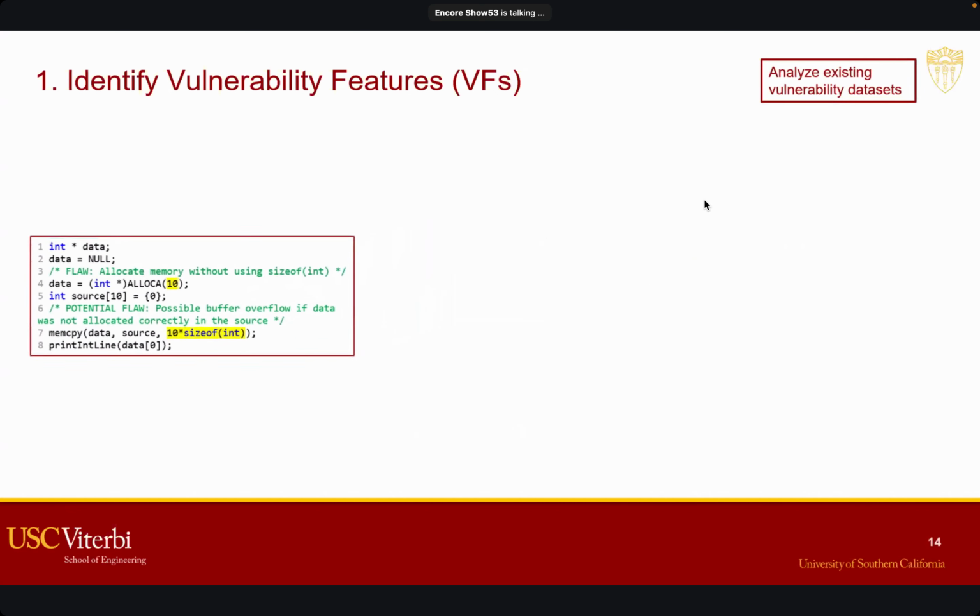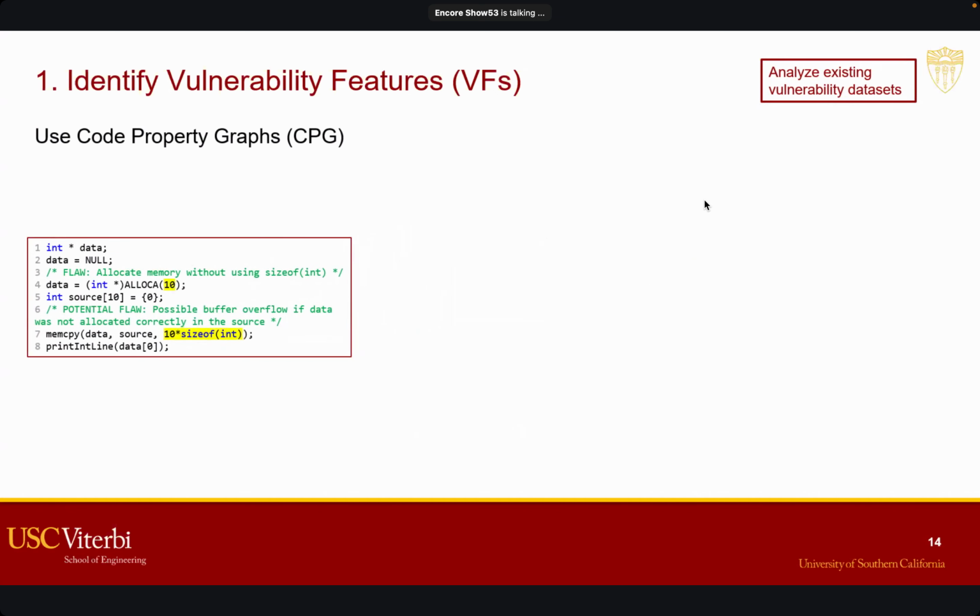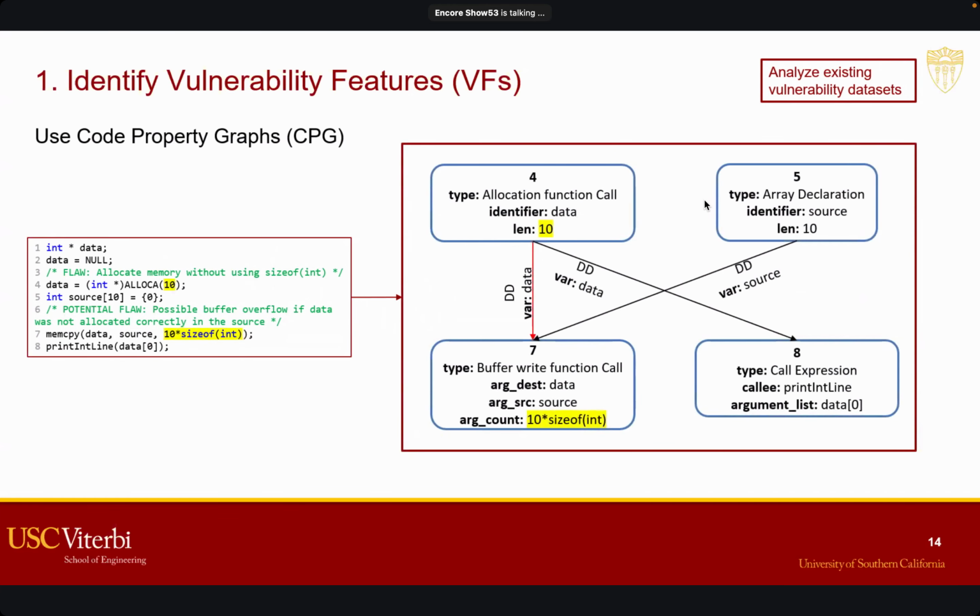And to do that, we used a structure called the code property graph. And if you extract the code property graph of this sample, you get a graph that looks like this. And the way you want to read this graph is each node is associated with a line number and a bunch of key value pairs that give you different metadata about the statement in the line number.